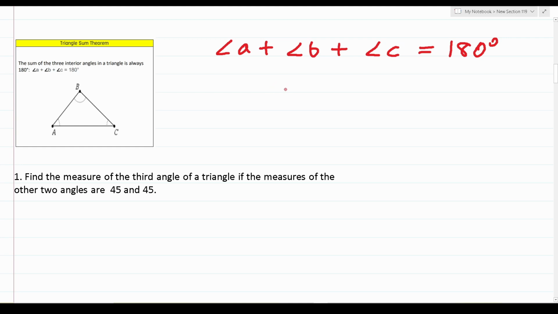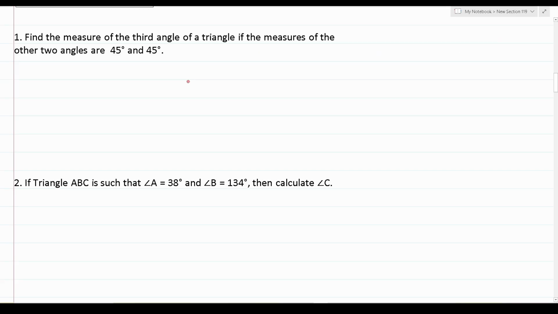So with the triangle sum theorem in mind, let's take a look at a few questions here. As you can see, number one says, find the measure of the third angle of a triangle if the measures of the other two angles are 45 degrees and 45 degrees. Again, according to the triangle sum theorem, all the angles in a triangle are going to add up to 180 degrees. In other words, measure of angle A plus the measure of angle B plus the measure of angle C is always going to equal 180 degrees.